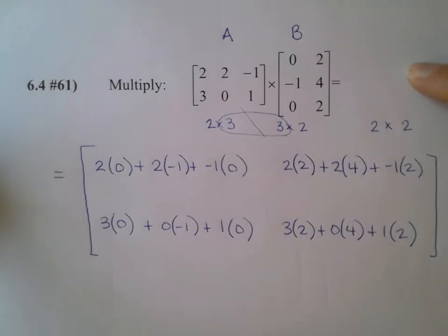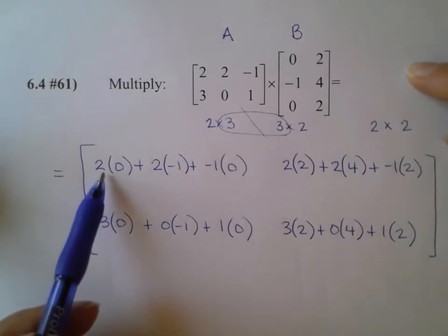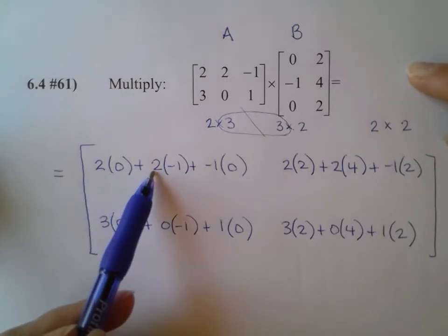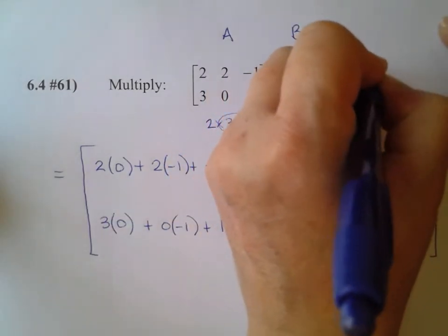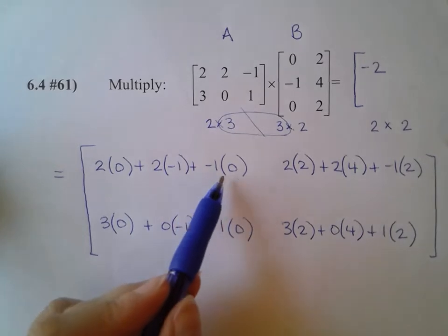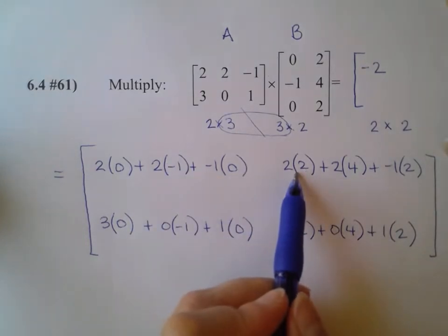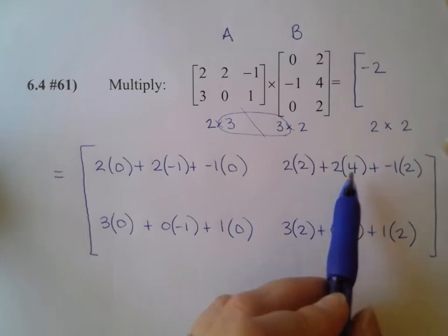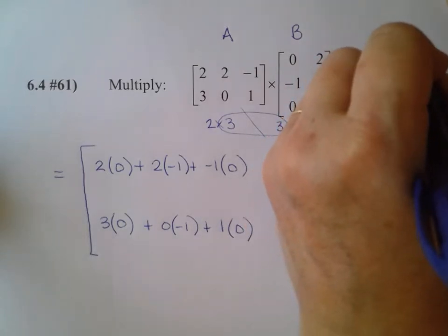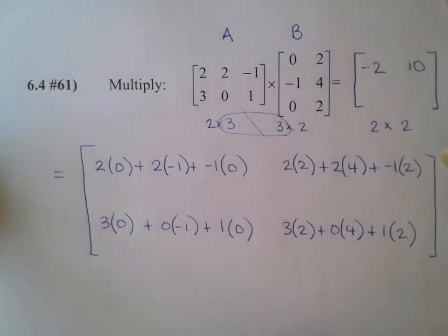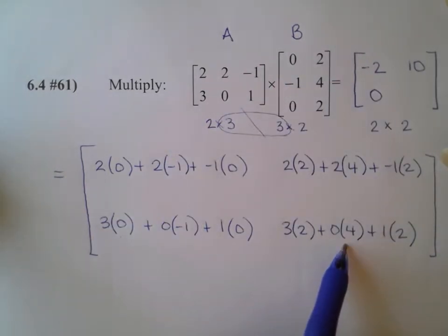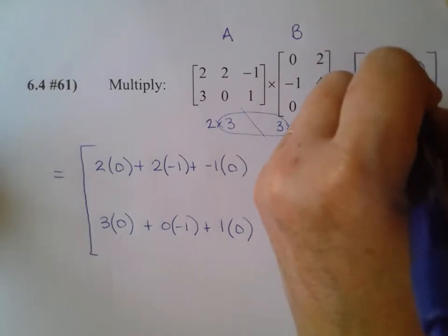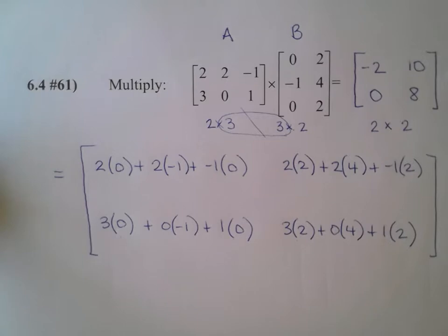I'm just going to write the result over here so you can see it all on one screen. So 2 times 0, that's 0. 2 times negative 1, that's negative 2 plus 0. So this is negative 2 when I did the first row times the first column. This will be 4 plus 8, that's 12, minus 2 will be 10. And then this will be 0 plus 0 plus 0. This will be 6 plus 0 plus 2. Okay, so we got our results.